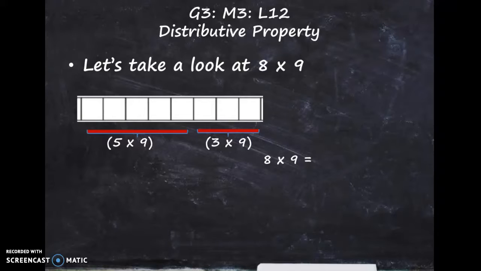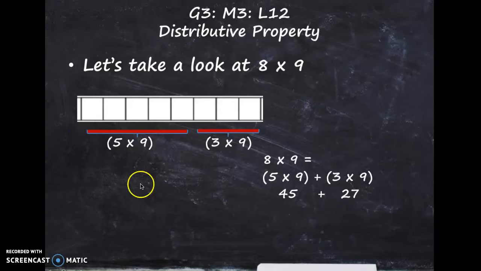Here I have broken them into familiar facts, 5 times 9 and 3 times 9. Here I have broken apart the 8 into a 5 and a 3. I know that 5 times 9 plus 3 times 9 also is the same as 8 times 9. So 5 times 9 gives me the product 45. Then I can add it to the product of 3 times 9, which is 27.